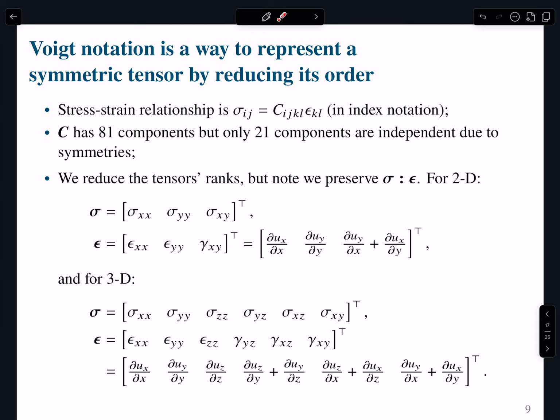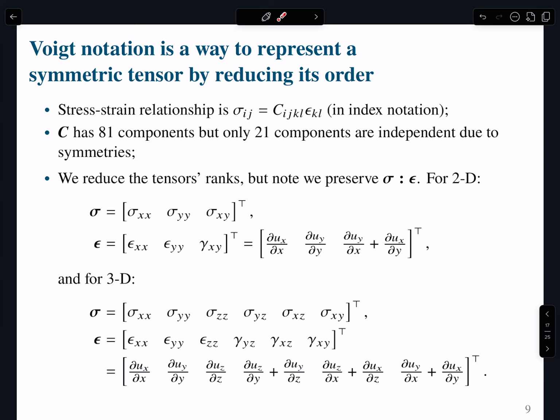I need to express gamma as the sum of two things, right? Otherwise, this does not hold. Why? Well, because a second order tensor in 2D has how many components? No, 4. In 2D it has 4. And how many components do I have here in the vector? 3, right? And so how do you make sure that your energy remains the same? Well, you have to account for twice the shear strain. And so in 3D, you apply the same trick. So this is the way we write our second order tensors.